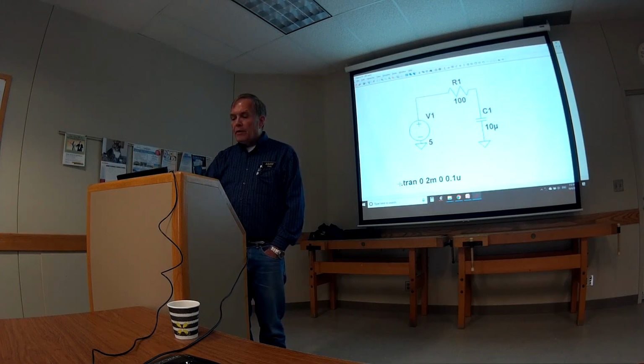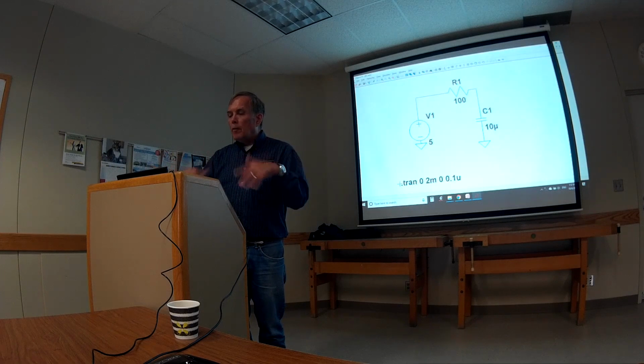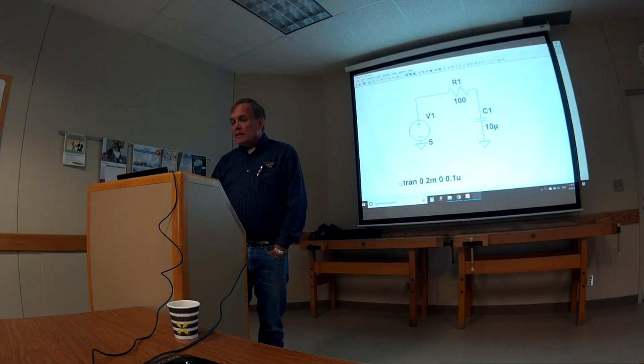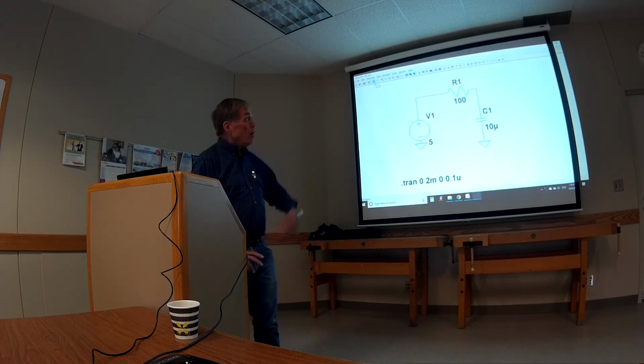It sees that little dot in the front of it and says, "Oh, that's a Spice directive. I'll pick it up and I'll use that." So this is going to start at 0 and so on. Now, to run it, you see the little running man up in the corner. You poke the running man.